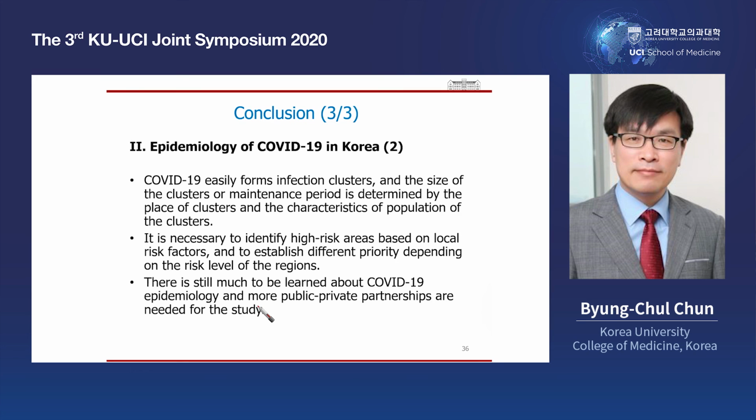And the last slide. COVID-19 easily forms infection clusters, and the size of the clusters or maintenance period is determined by the place of clusters and the characteristics of the population of the clusters. It is necessary to identify high-risk areas based on local risk factors and to establish different priorities depending on the risk levels of the regions.